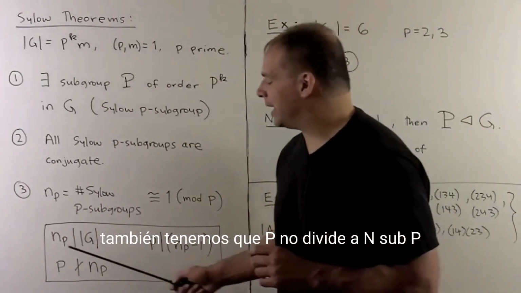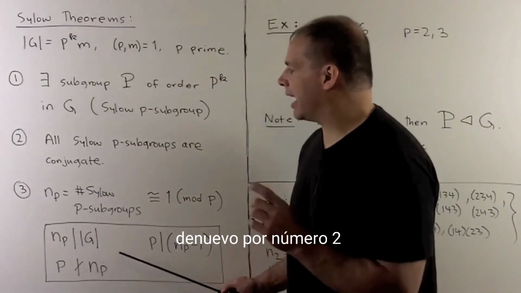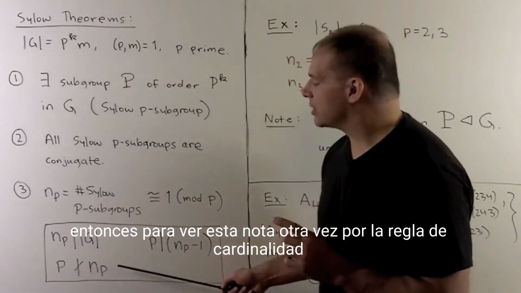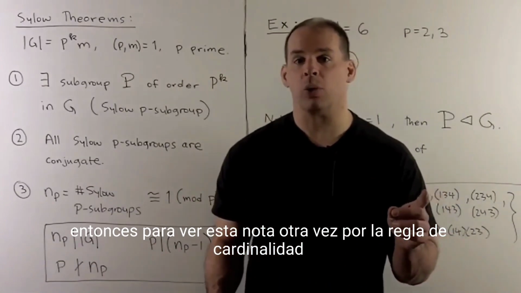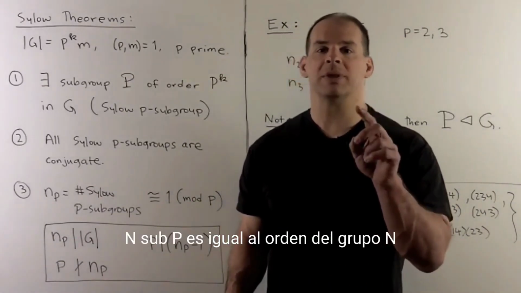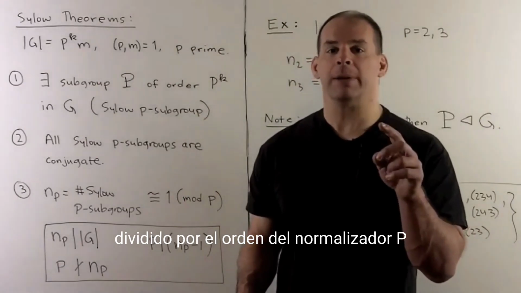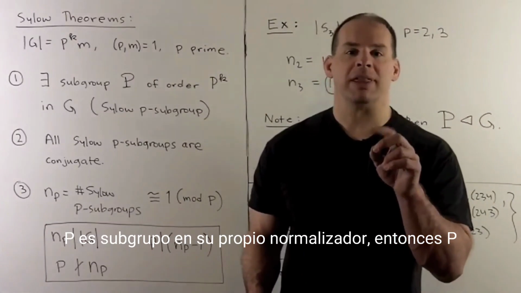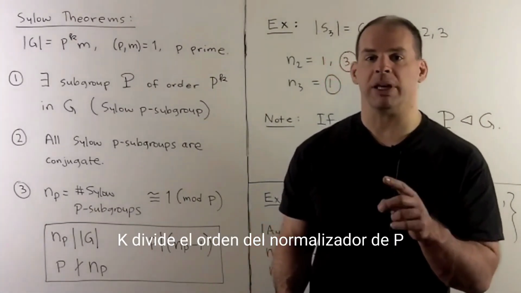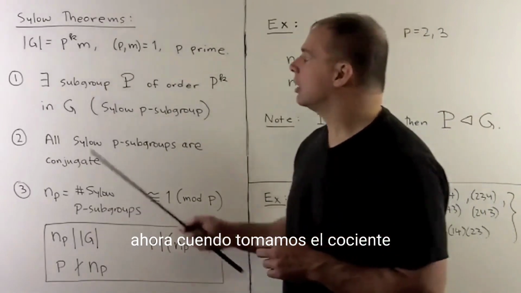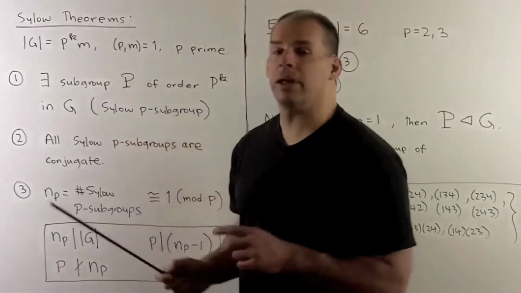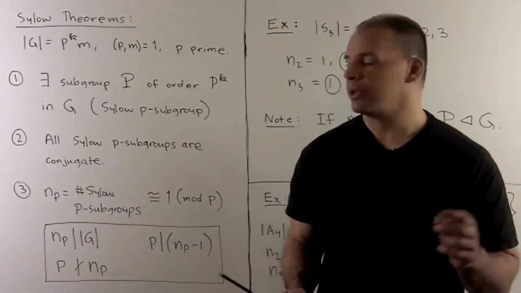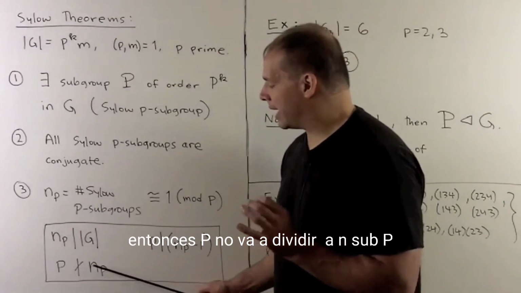We also have that p does not divide n sub p, again from number 2. To see this, note, again from the cardinality rule, n sub p is equal to the order of the group divided by the order of the normalizer of P. P is a subgroup in its own normalizer. So p to the k divides the order of the normalizer of P. Now when we take that quotient, we're going to cancel out this p to the k in the numerator and denominator. So what's left over is going to have no factor of p. So p is not going to divide n sub p.